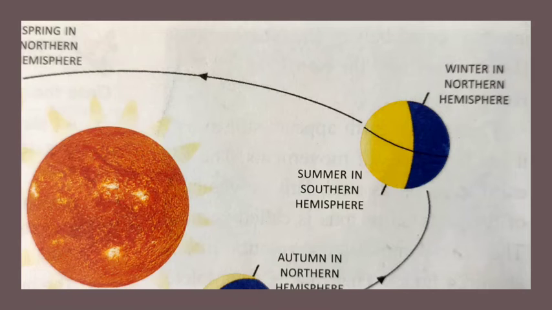Look at the picture. Here you can see when the North Pole is turned away from the sun, it is winter in the northern hemisphere and summer in the southern hemisphere.